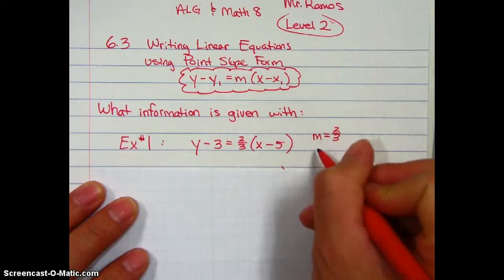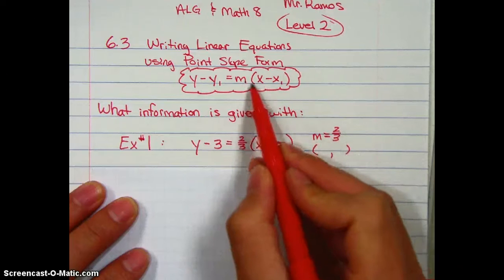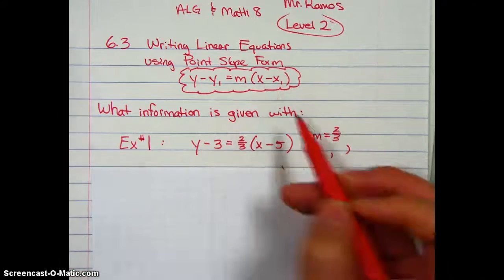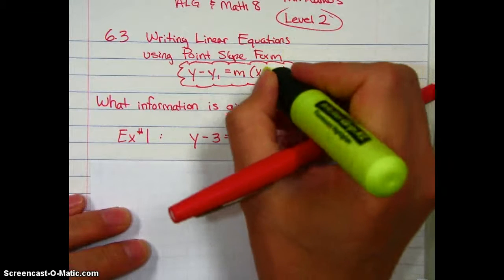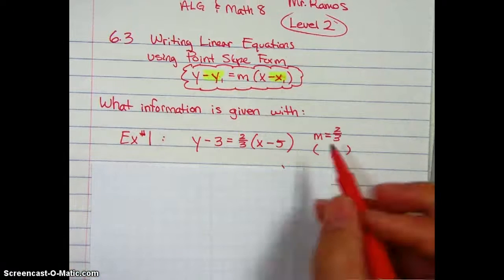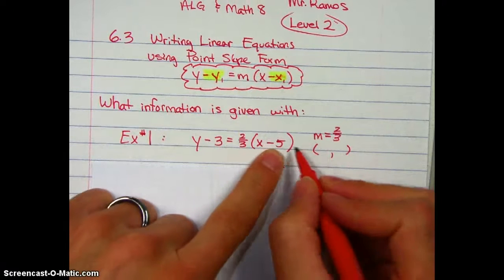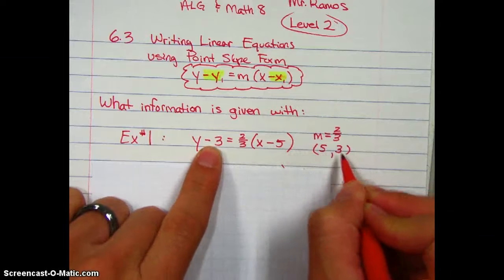Okay. Another thing I know is I know one point that it goes through. One point that it goes through is going to be this area. This location is going to tell me, this is going to give me the opposite of my x value, and this is going to be the opposite of my y value. So let's take a look. Opposite of my x value, so it's going to be +5 and +3.